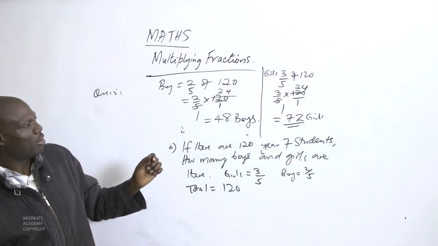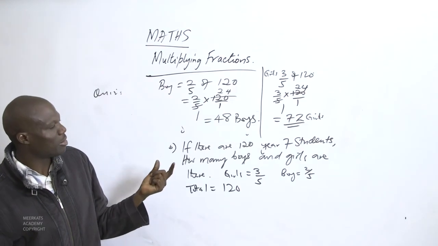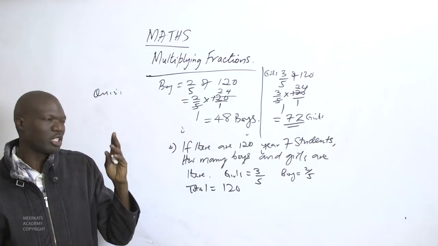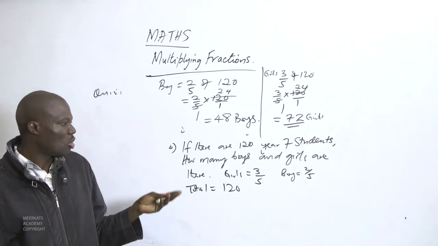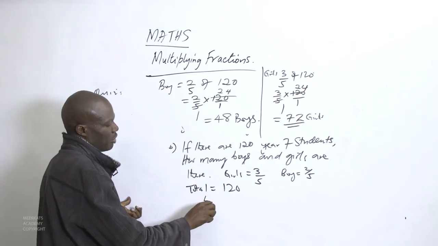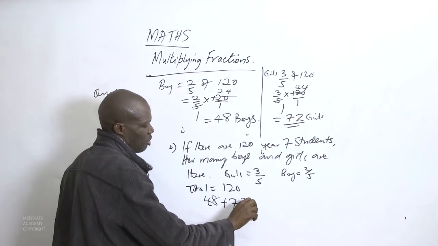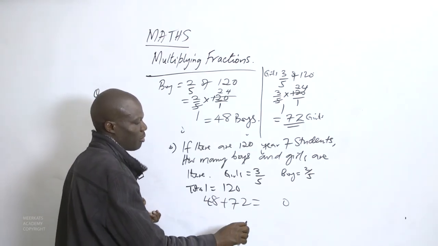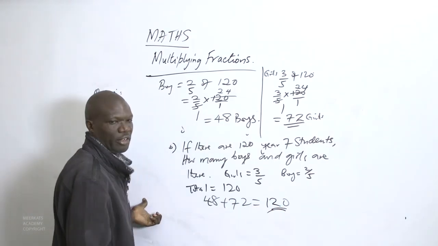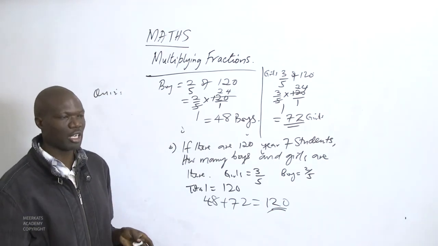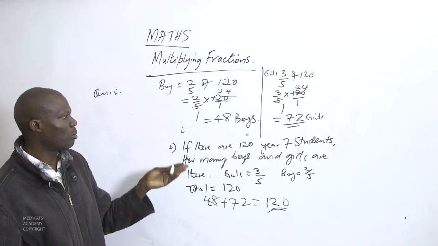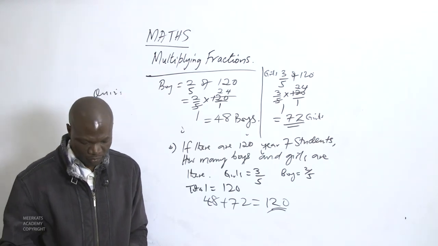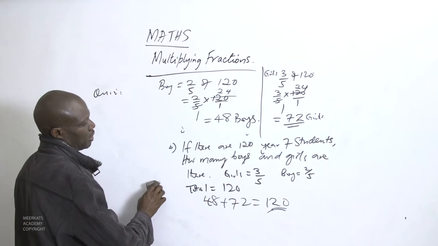So we have been able to find the number of girls in this particular class as well as the number of boys. However, the total number should always give us 120. We can prove it by simply adding 48 plus 72. What should we get? 8 plus 2 is 10, carry 1. 4 plus 7 is 11, plus 1 is 12. So it agrees. The total number of both boys and girls in that class is 120, where boys are 48 and girls are 72. Let us look at one more question.